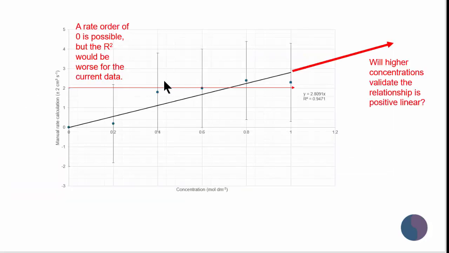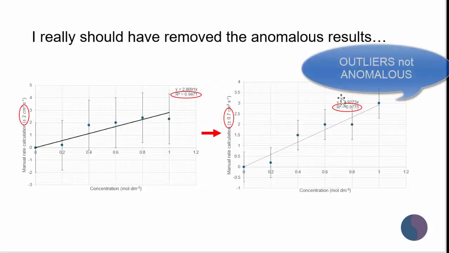So the final graph you can see is quite bad. You could even have a rate order of 0. It could be within the error bars, but the R squared is much better if you do a first order. And then if you do fix it, it does end up looking like this, 0.97, rounds off to 0.98, so that's getting really, really good. That was a point, I think it's actually a 0.6 if I do it properly. And so you can see that's quite a significant difference between these two if you've removed the anomalous results through percent difference.